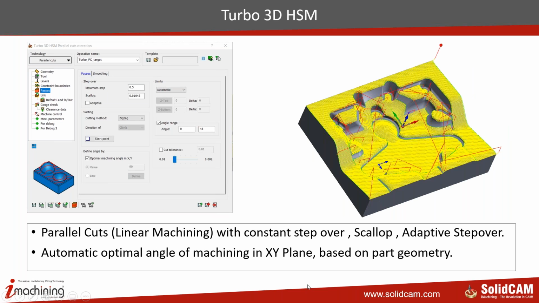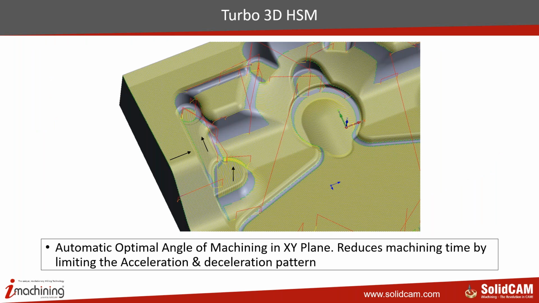And then we have linear, where I told you that in linear machining, we can have what we call the optimum machining angle based on the XY plane, based on the part geometry. So if I look further into the same part, you can see that when linear machining does, it changes the direction of cutting based on the geometric location and the shape of that geometry. For example, you can see that in just a small area, it has done machining in 3 or 4 different directions based on the geometry.